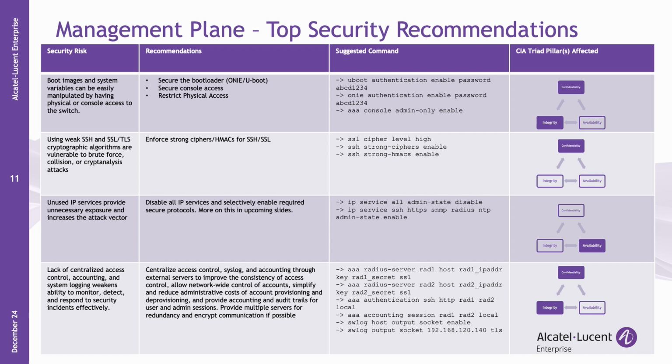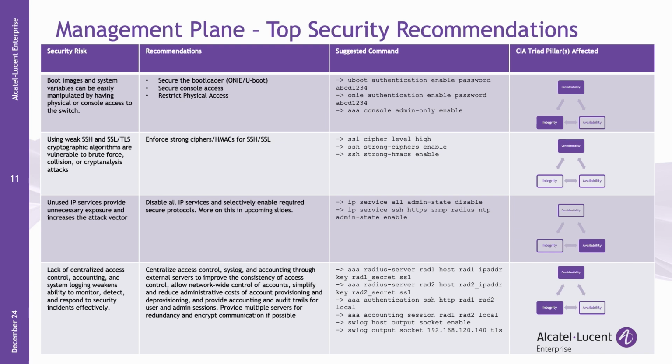The fourth security risk is not centralizing your access control, system logging, and accounting. This impacts your ability to respond to incidents timely and effectively in a consistent manner. We recommend centralizing access control, system logging, and accounting through external servers to improve the consistency of access control, to allow network-wide controls of accounts, to simplify and reduce administrative costs of account provisioning and deprovisioning, and to provide accounting and audit trails for user and admin sessions. Also, if possible, configure multiple servers for redundancy, and encrypt all the communication to the external servers.